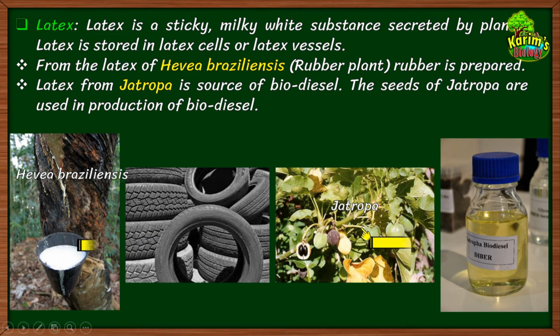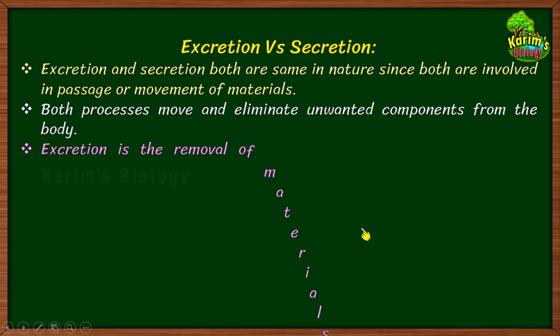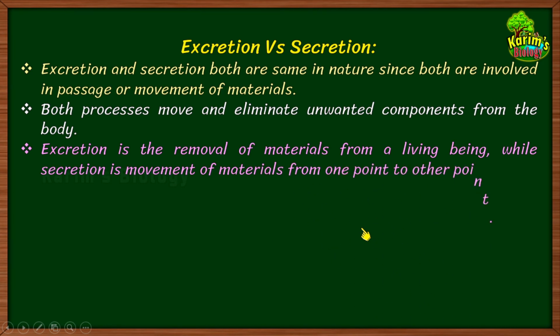Now there is a need for us to look for alternate fuels. So as a part of that, scientists were successfully able to prepare biodiesel from the seeds of the Jatropha plant. Okay, so that's about another advantage of latex to human beings. Okay children, these are some of the secondary metabolites released by the plants and how we can exploit them in our daily life. Now let's talk about a concept called excretion and secretion.